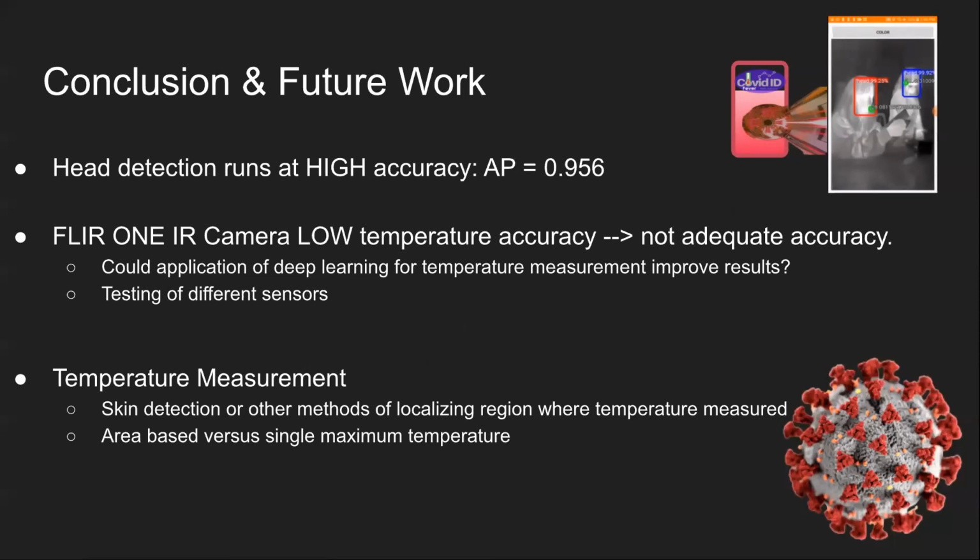Possible solutions to this problem could be using further applications of deep learning on the temperature measurement data to potentially correct for the inaccuracies of the sensor and improve results, or testing the system with different sensors altogether. Additionally, further techniques such as skin detection could be used within the bounding box regions to remove possible interference from other parts of the scene that are not a part of the head, making a more robust region for analysis. Lastly, rather than simply extracting the highest temperature found in a region, perhaps a more complex type of analysis, such as an area-based analysis rather than a pixel-by-pixel analysis, might improve performance.